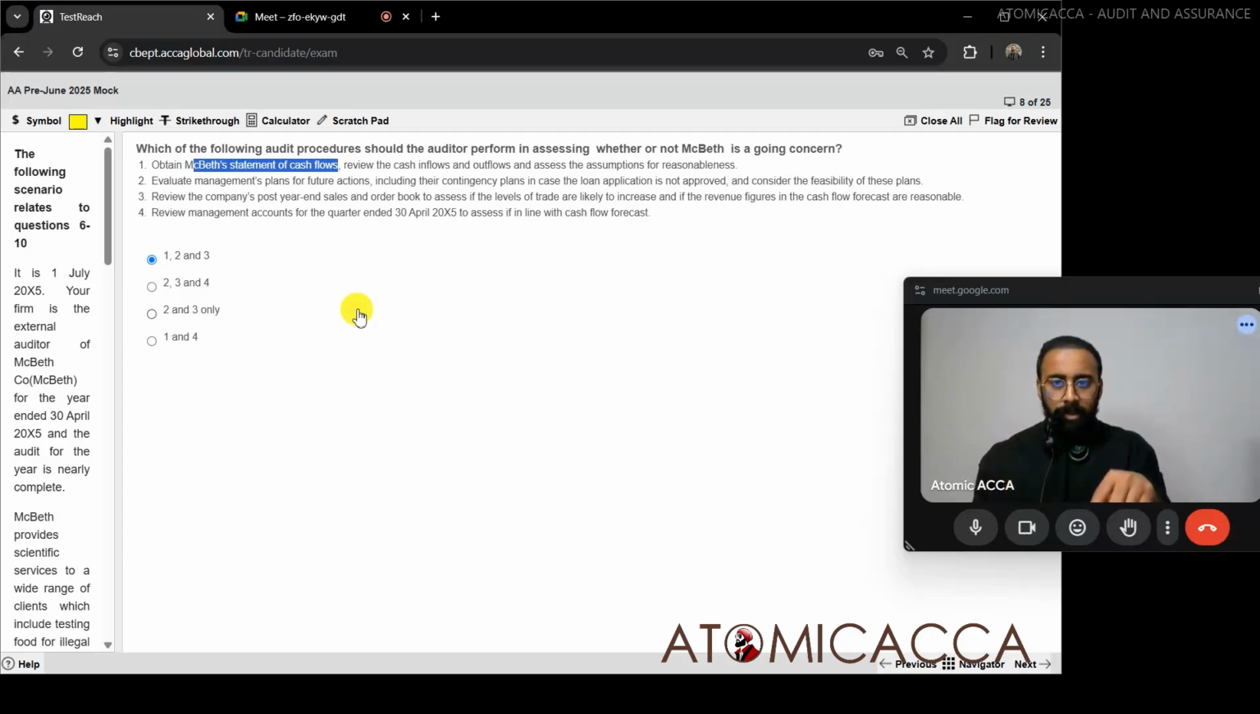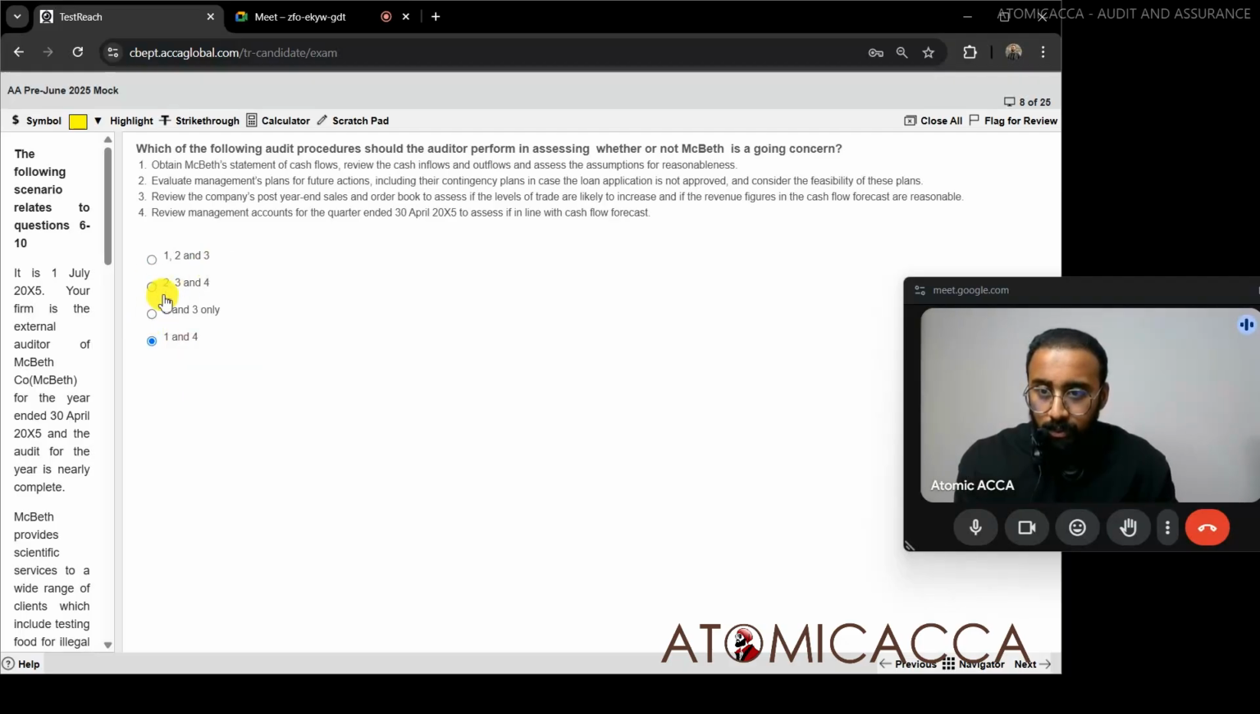Okay. You have to check for going concern assessment based on future forecast, meaning what all is going to happen in future. Based on that, you have to see whether it's going to be a going concern or not based on what happened in the past. So option 1 is not the answer. Obtaining Macbeth's forecast statement of cash flows, then reviewing the cash inflow and outflow to assess the assumptions, then it is fine, it is okay. But this is about past. So option 1 is out. Since option 1 is out, option D will not be the answer.